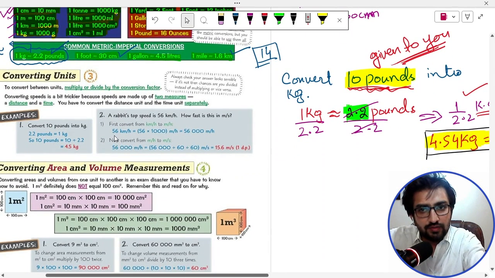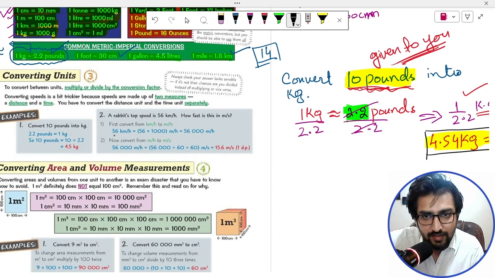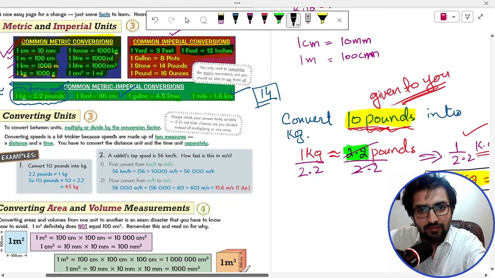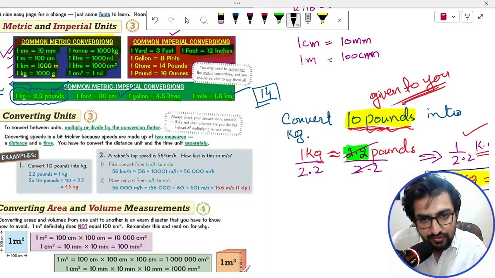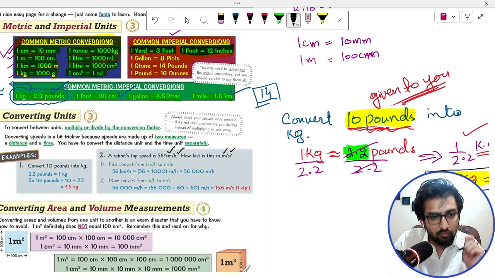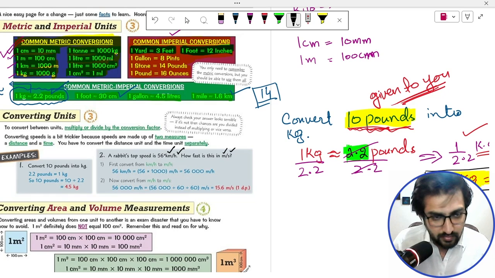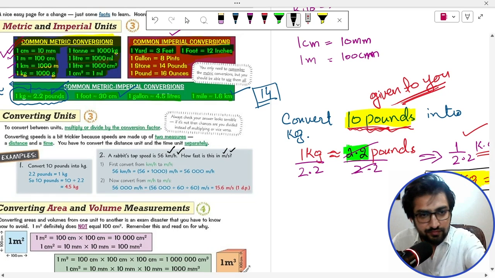Now let's work on example 2. It says a rabbit's top speed is 56 kilometers per hour. How fast is this in meters per second? By the way, there are two units in velocity. One is kilometer, the other is hours. You need to convert kilometers into meters, and hours into seconds. So there are two conversions here.